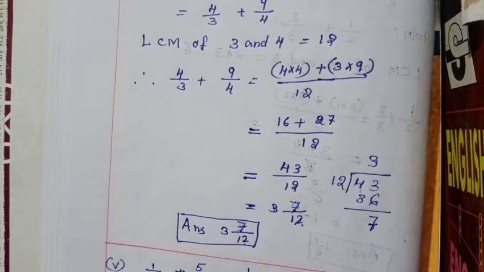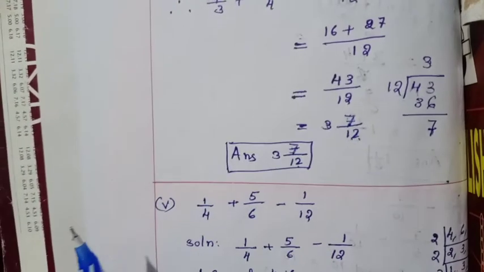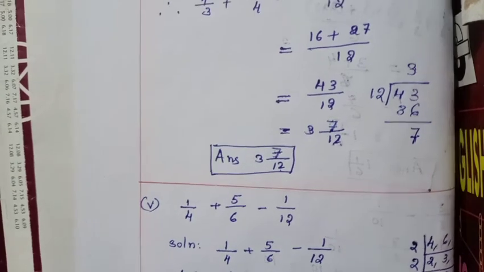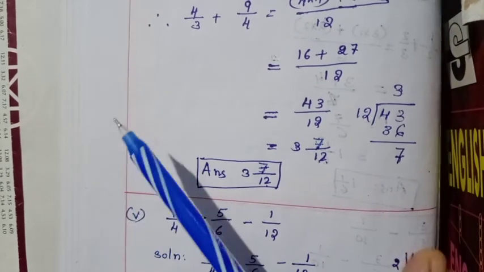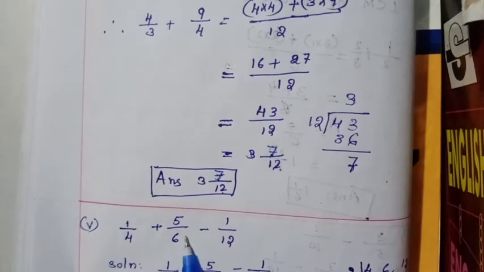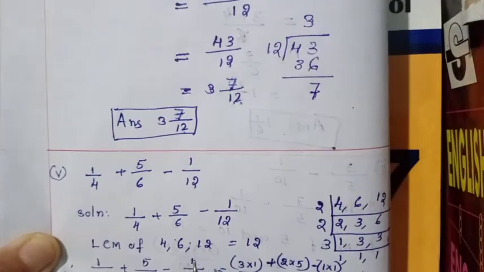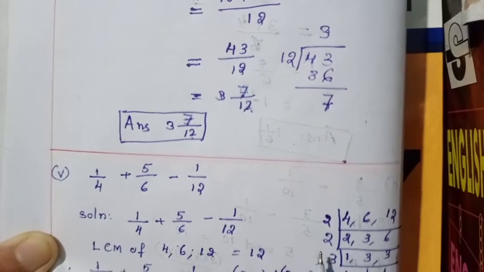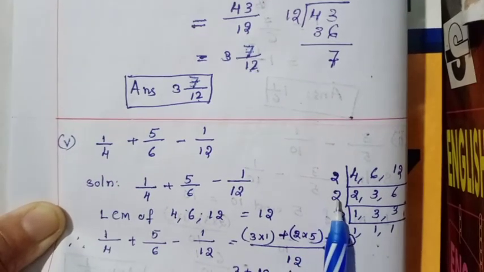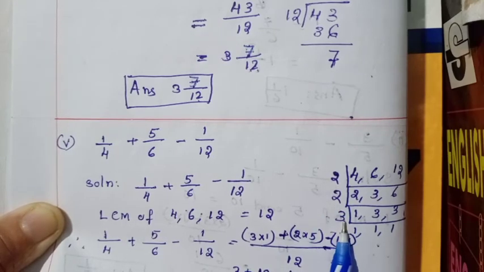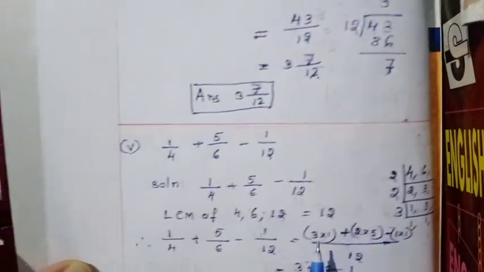Next number 5. 1 by 4 plus 5 by 6 minus 1 by 12. So all the denominators are not equal. So first we have to find out the LCM of 4, 6 and 12. 4, 6, 12 LCM calculated here. So 2 into 2 into 3. 2 into 2 is 4. 4 into 3 is 12, which is the LCM.